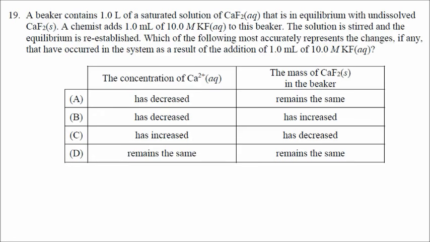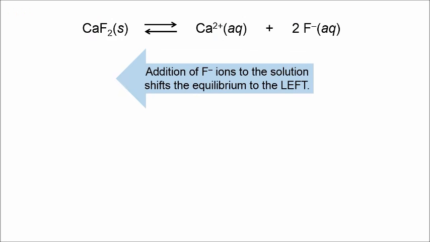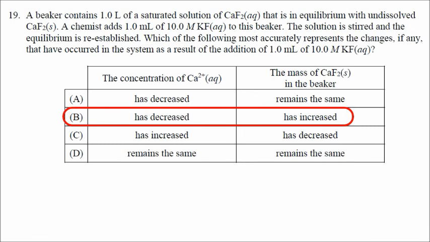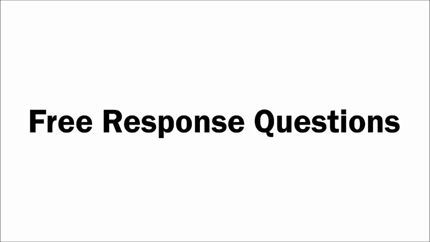Question 19 deals with the common ion effect as it applies to the solubility of calcium fluoride. We're going to be adding additional fluoride ions to a saturated solution of calcium fluoride. So therefore, the additional fluoride ions will shift the equilibrium toward the left, and that's going to cause the concentration of calcium ions to decrease, and it's going to produce additional solid calcium fluoride. So it increases the mass of solid calcium fluoride. So the correct answer is B. And now on to the free response questions.